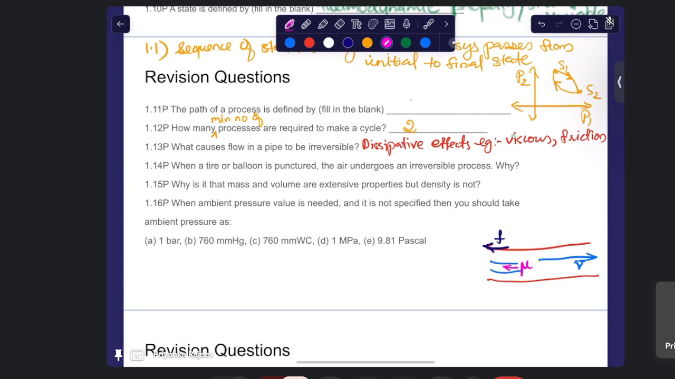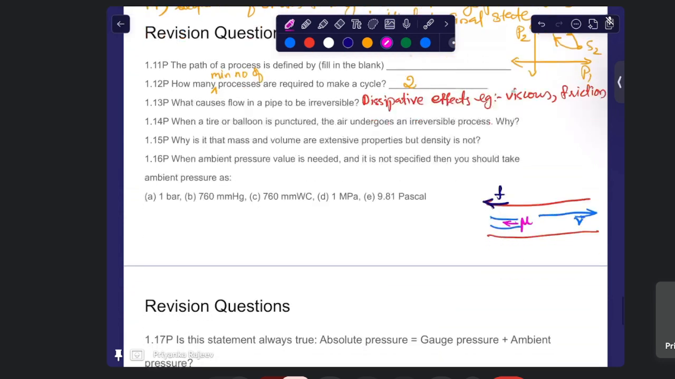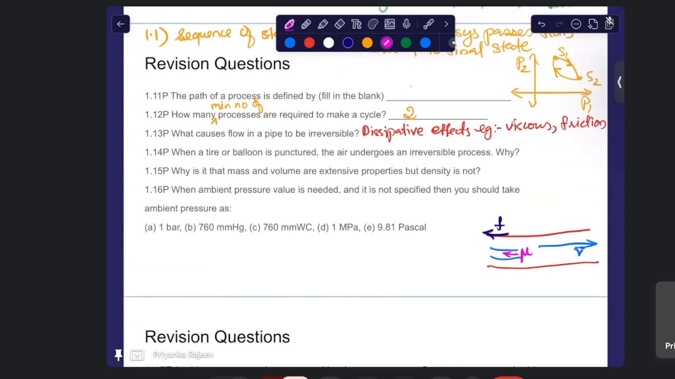Why? When a tire is punctured, what is happening? There will be energy dissipation through sound or heat, etc. That dissipation of energy cannot be regained back. So that is why it is an irreversible process.